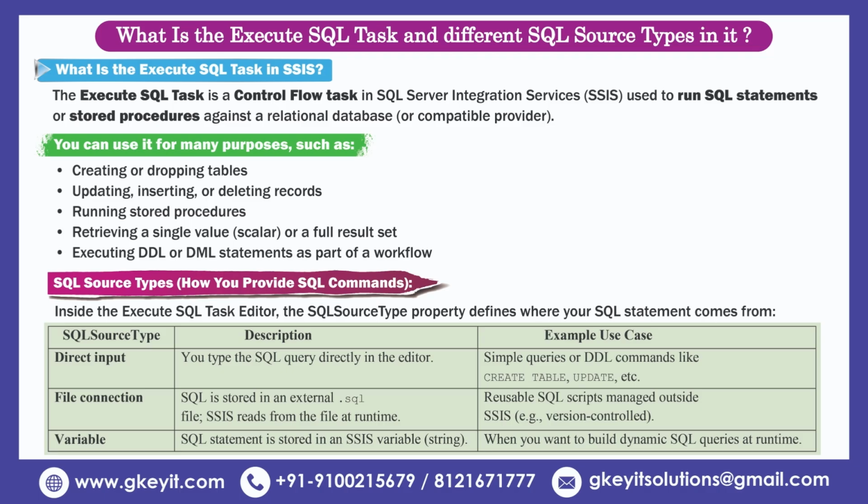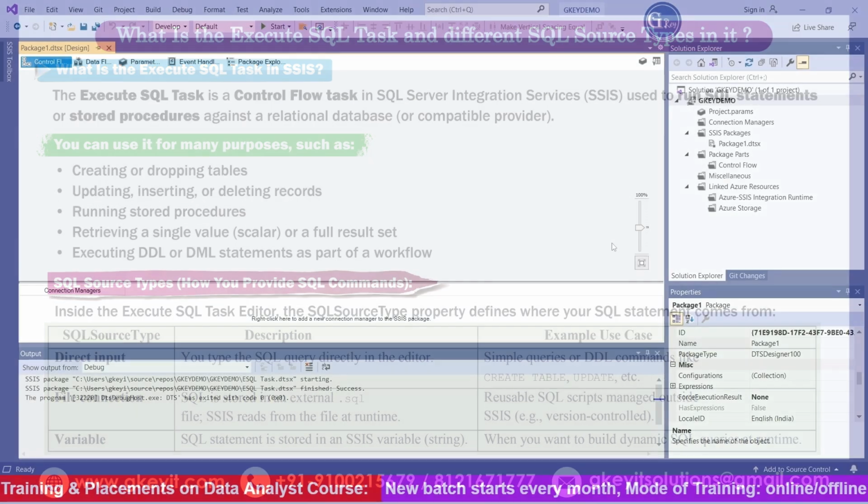Third one would be variable. The SQL statement is stored in an SSIS variable, that is a string. When you want to build dynamic SQL queries at runtime, you will use variables. These are the three different types: direct input, file connection and variable. These are the three different SQL source types in Execute SQL task. Let us see these things practically in SSIS.